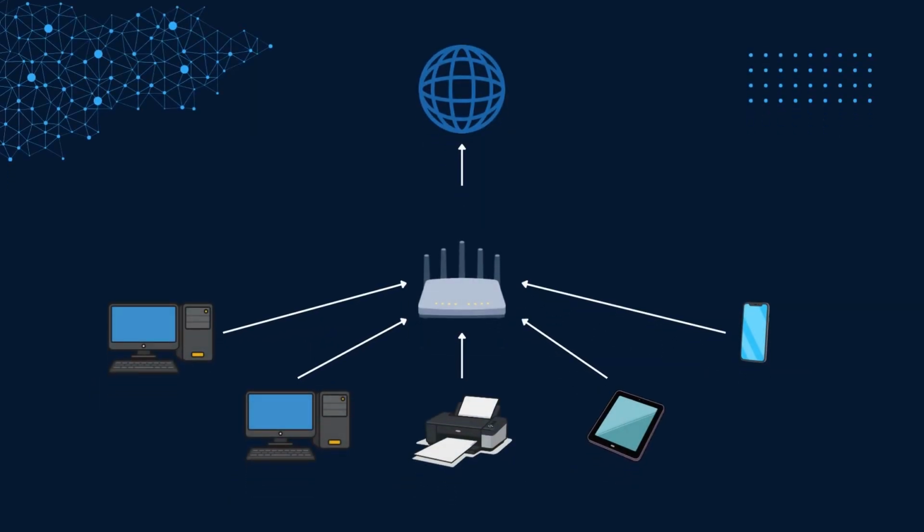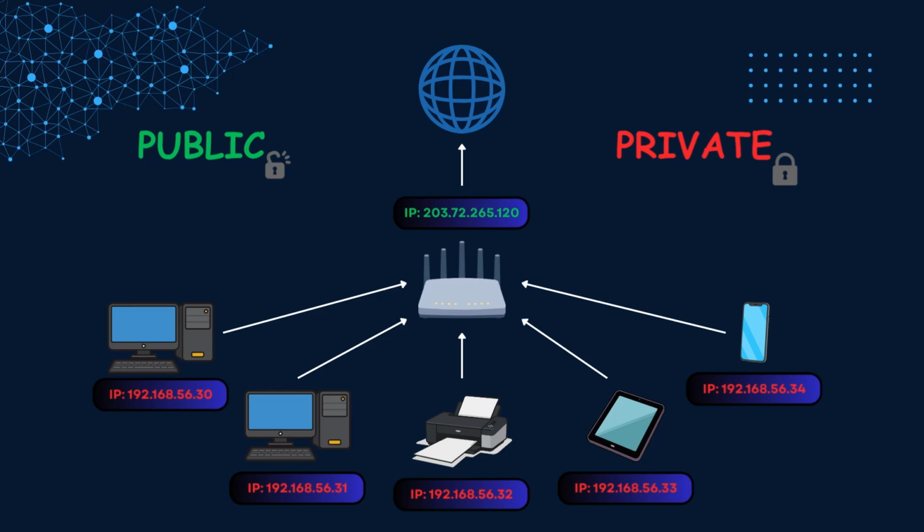A public IP address is the address your network uses to communicate on the internet, making it visible to websites and online services. In contrast, a private IP address is used only within a local network, such as at home or in an office. Your router assigns a unique private IP address to each device on the network. This system allows multiple devices to share a single public IP address, while keeping their individual private IPs hidden and secure within the local network.